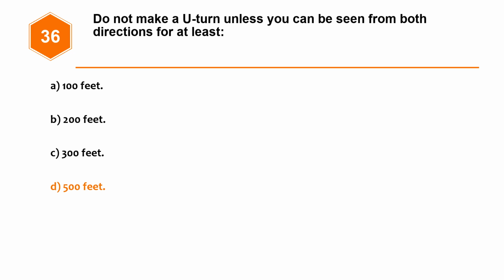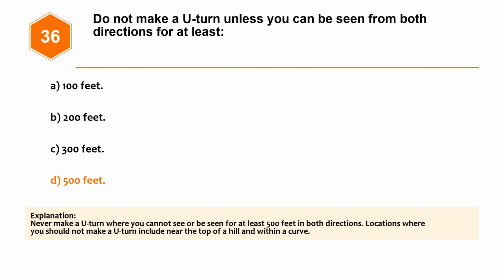The correct answer is option D, 500 feet. Explanation. Never make a U-turn where you cannot see or be seen for at least 500 feet in both directions. Locations where you should not make a U-turn include near the top of a hill and within a curve.